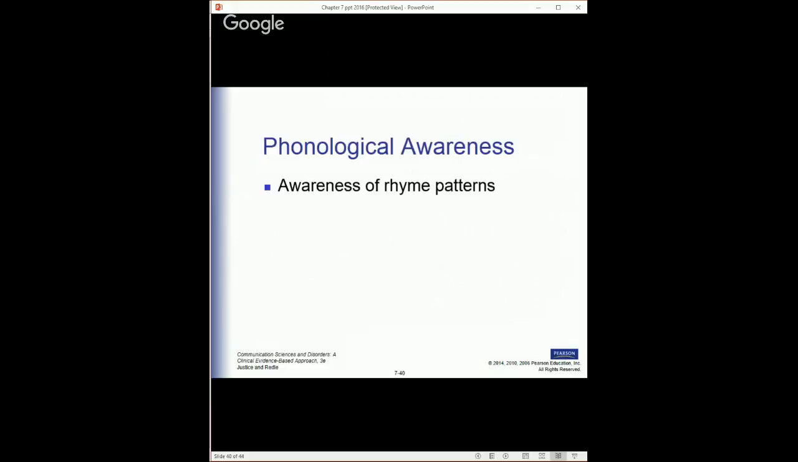For phonological awareness, you're going to look at rhyme patterns and how to help children become aware of those rhyming patterns, such as bike and hike. We're going to look at syllabic composition of words, such as taking a 3-syllable word apart, like bicycle, and then asking them, what word does that make? And seeing if they can put it together and say bicycle as one word.